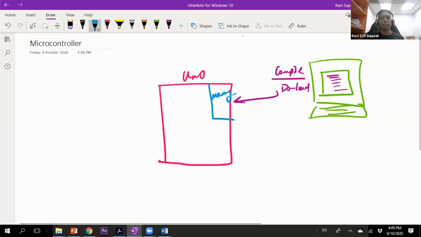The next part is, when I fetch these instructions from memory, I need to execute them. The executing part is generally handled by the core of the microcontroller, and that core is what we call the CPU. The CPU has a few parts to it. I don't want to go into all of that, but basically what the CPU or controller does is it fetches instructions from the memory.